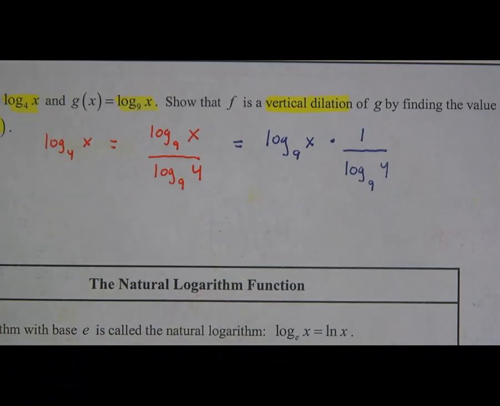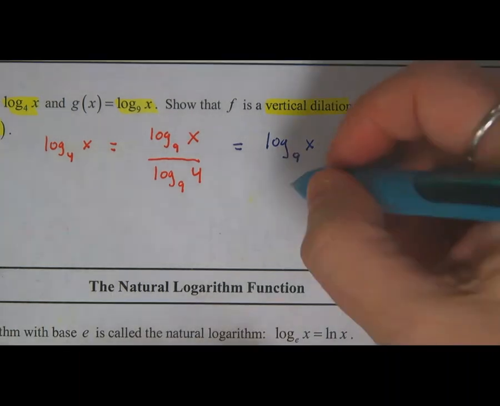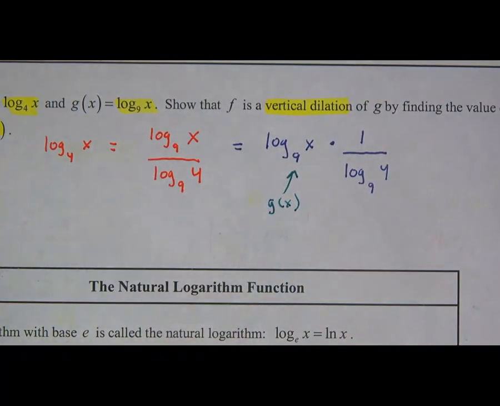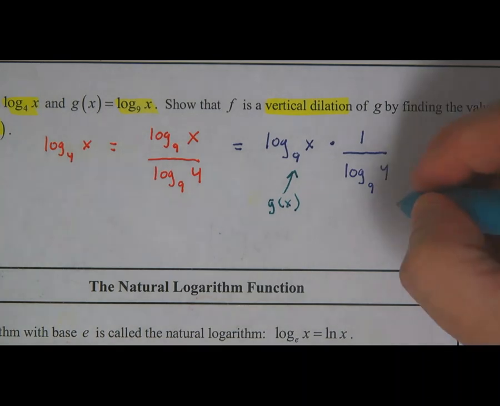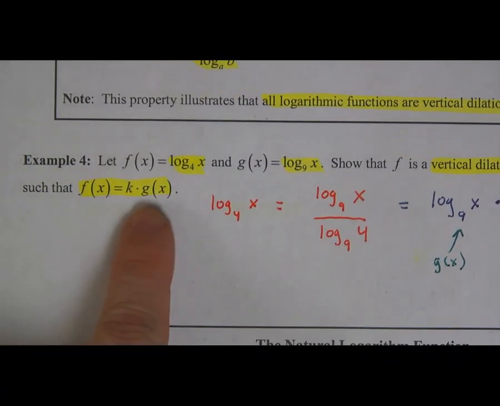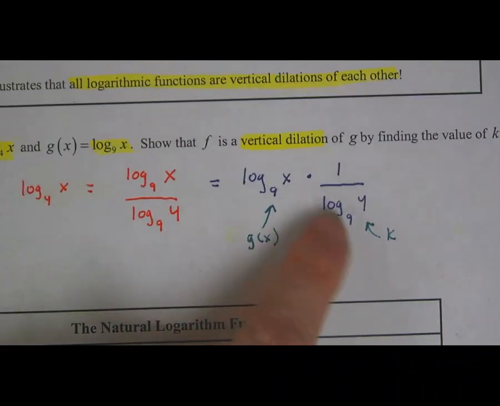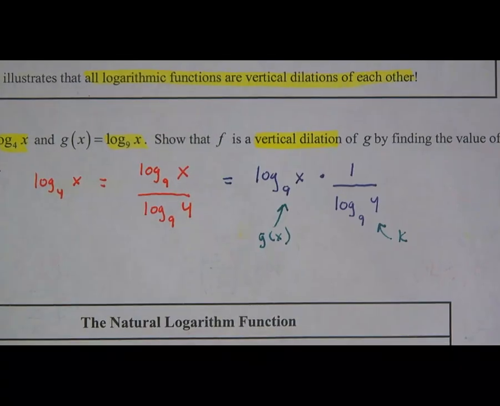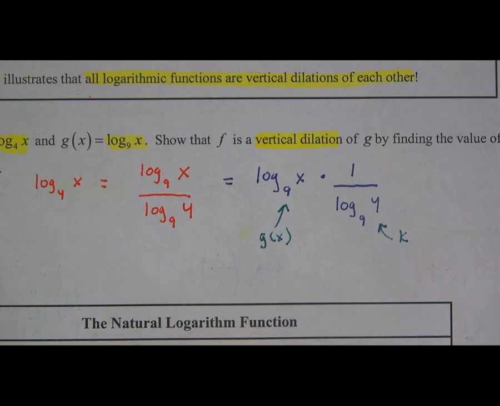Okay, we've basically arrived at the answer, because here's g of x, just like I modeled it for you up there in example 3. There's log base 9 of x, multiplied by something, and this is going to be your k. You could type that all into the calculator and you'd get like 1.585, just because I've done it before, okay? So k would just be 1.585. Look, k times g of x. So that's the answer right there. We have just shown that f is a vertical dilation of g.